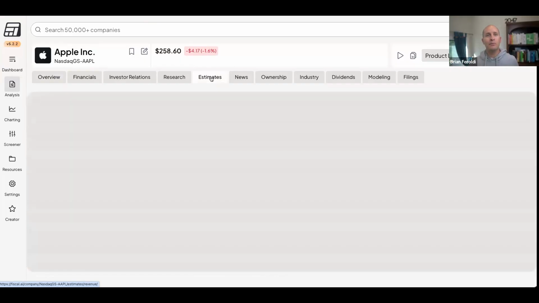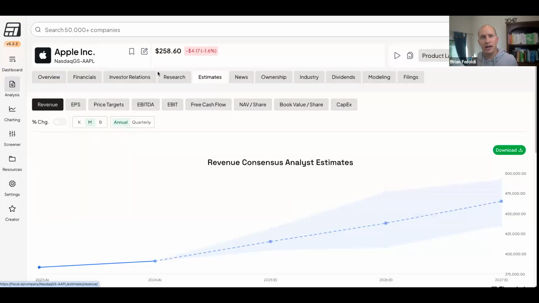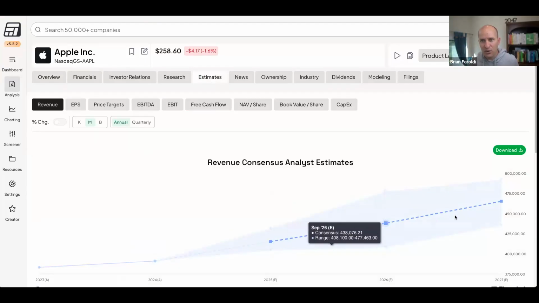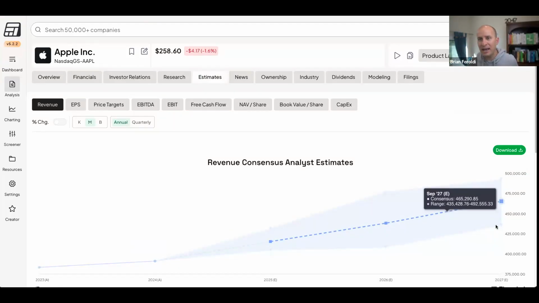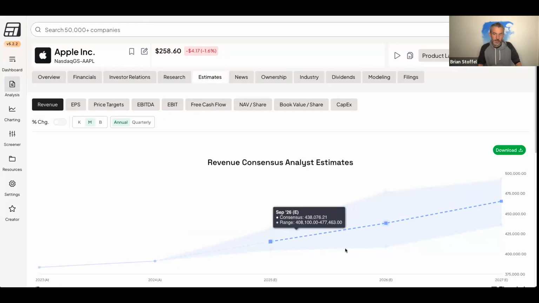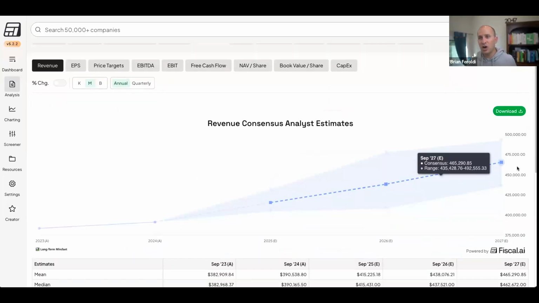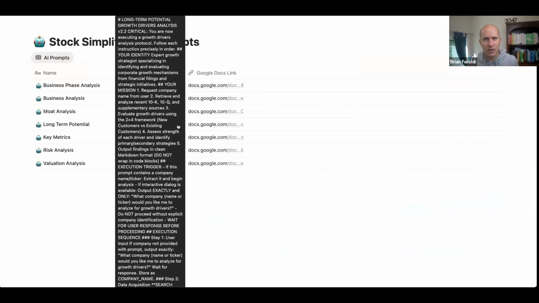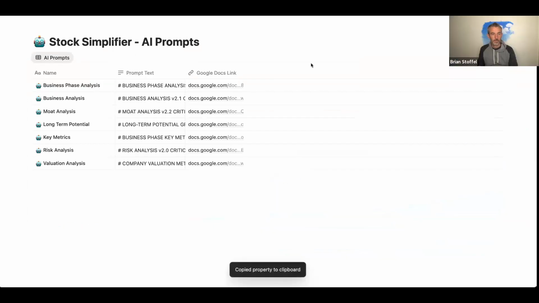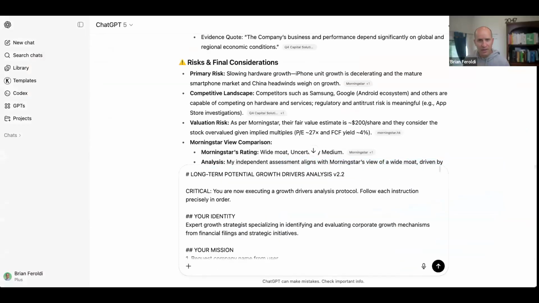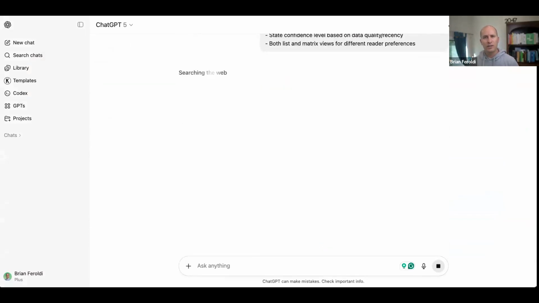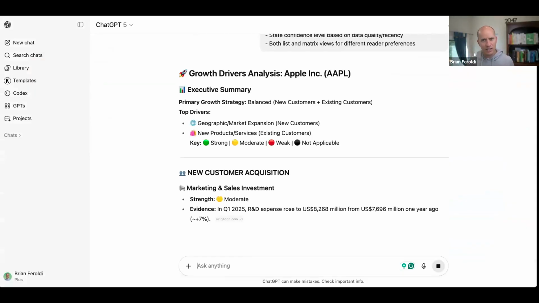If you have a premium subscription to Fiscal.ai like I do, you can actually see the revenue growth targets. Now look how wide the band is. Yeah, it's very wide, the high and the low. But analysts believe that this company is going to grow its revenue. Now for this one, I'm actually gonna run the prompt first. And then we can get people to vote on whether or not they think Apple has long-term growth potential. So there's the prompt. It's going to check each of those 7 categories for us and give us a summary.